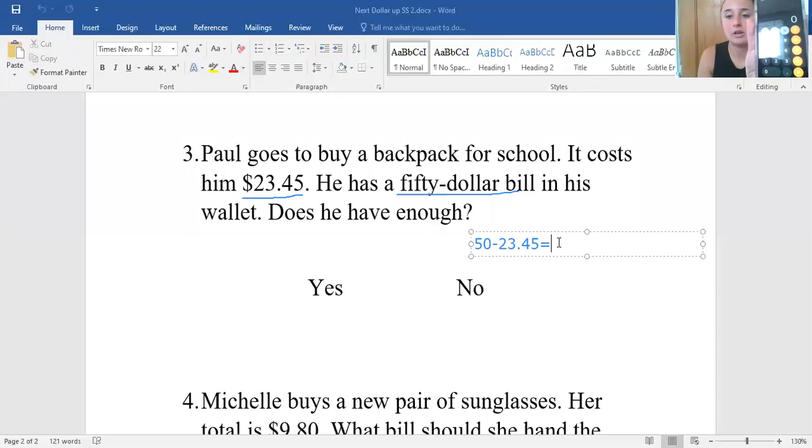So I'm going to take my calculator. I'm going to type 50 minus 23.45. That's how it looks in the calculator. Equals, and I got $26.55.